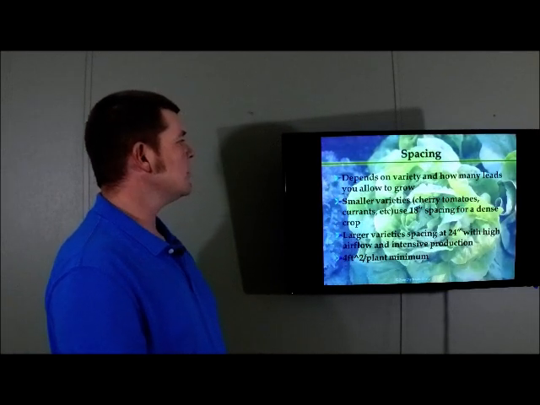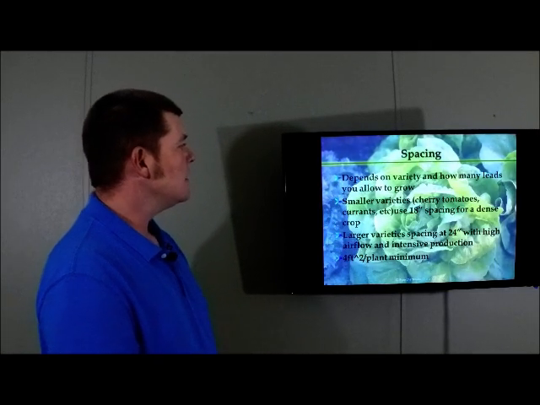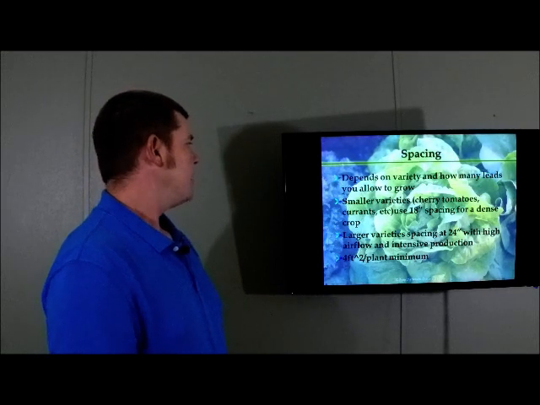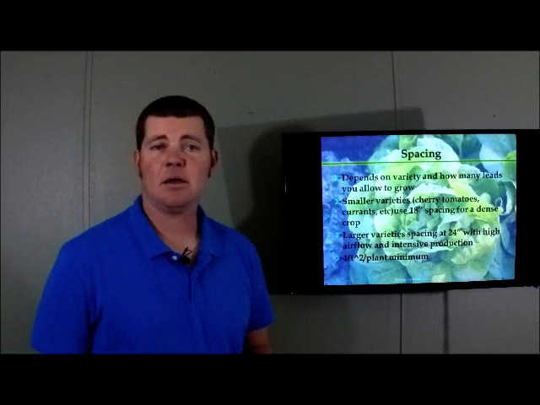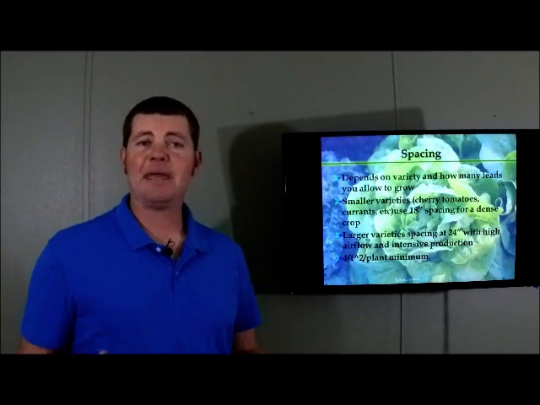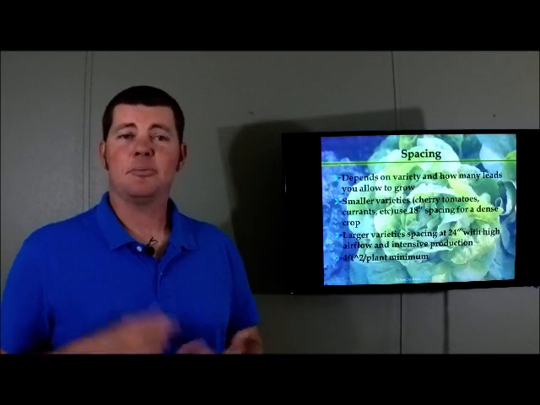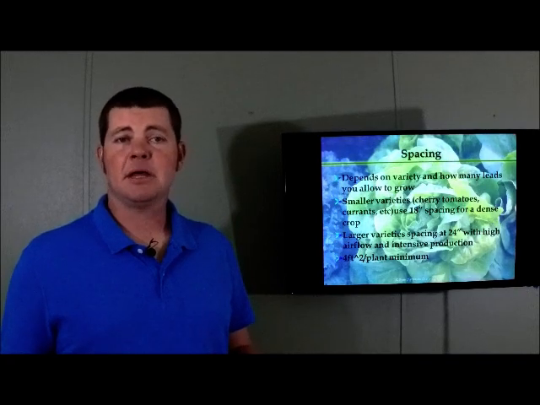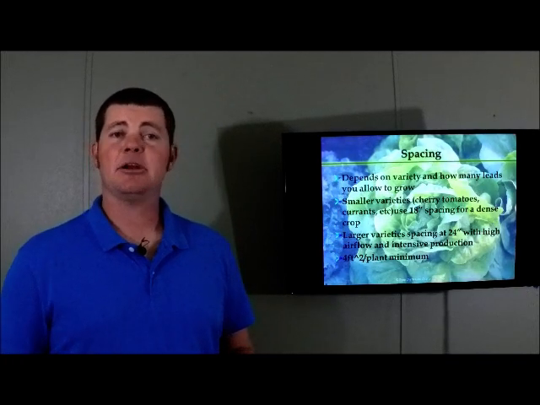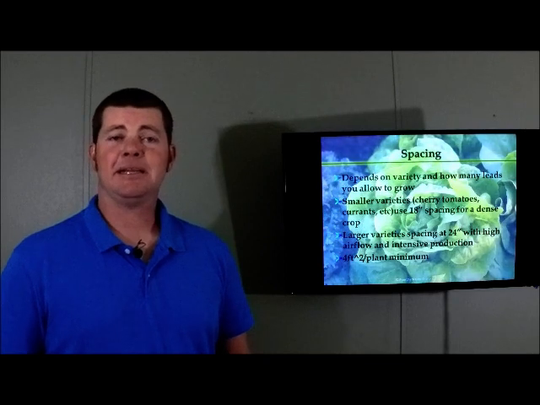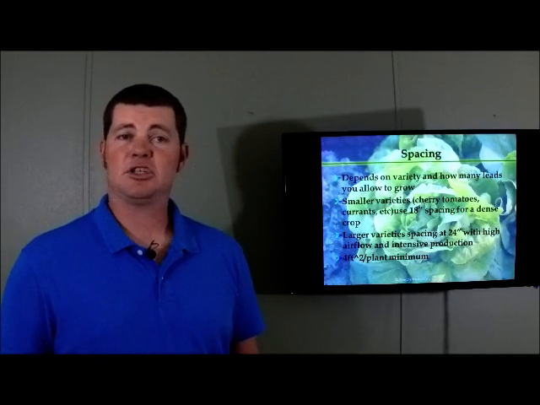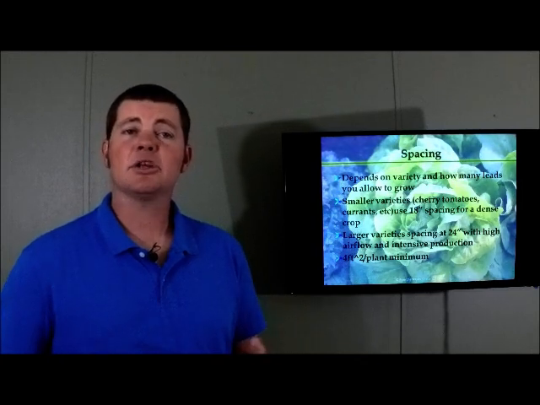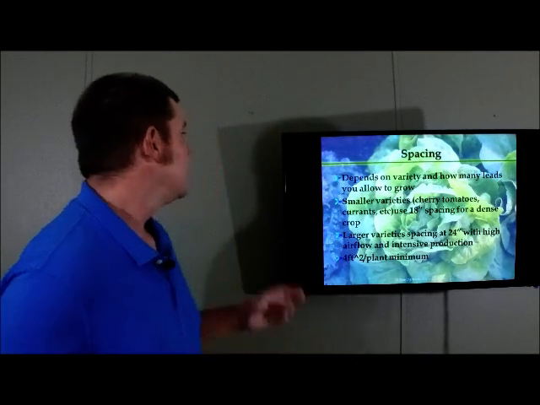So the spacing is going to depend on a variety of things. First off, the variety that you're growing. If you grow a big tomato, big fruit, it's going to have big leaves on the plant itself, and the plant's going to take up a little bit more space. If you've got something like a cherry tomato plant, the leaves on the plant itself are smaller, they're skinnier, and the fruit itself is smaller. Okay, so you can plant those a little bit more dense.